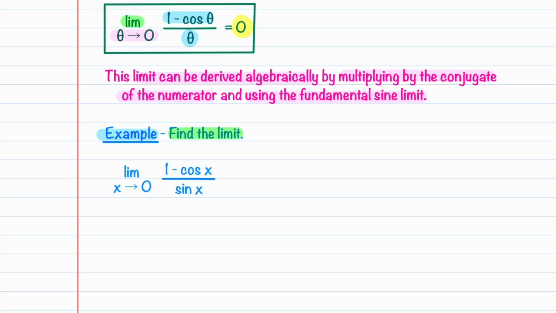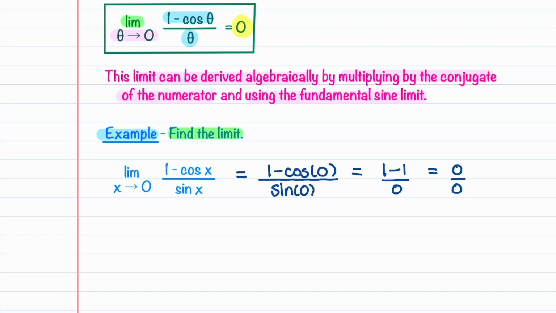The limit that we are going to evaluate is the limit of 1 minus cosine x divided by sine x as x goes to 0. Let's begin evaluating this limit by just substituting in that x is equal to 0. So we have 1 minus cosine of 0 all divided by sine of 0. Cosine of 0 is 1, so we have 1 minus 1 over 0, which gives us the indeterminate form 0 divided by 0.